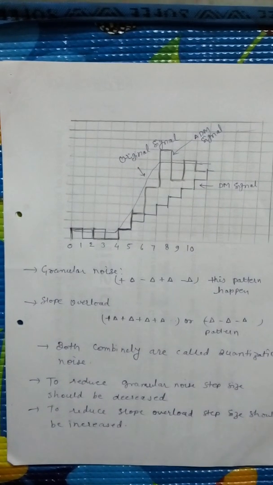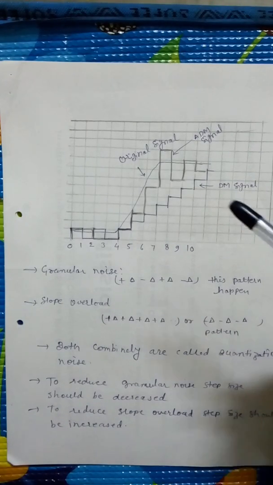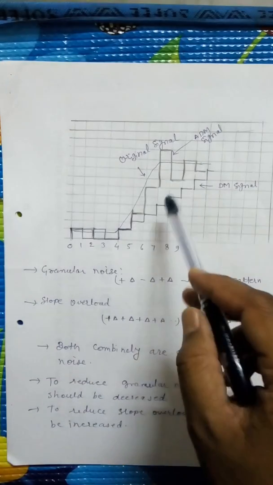We will see how the step size is increased or decreased in adaptive delta modulation. We will see using this graph.